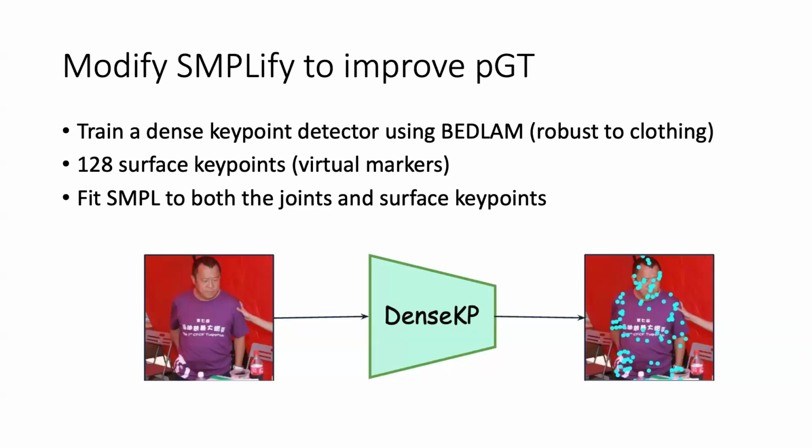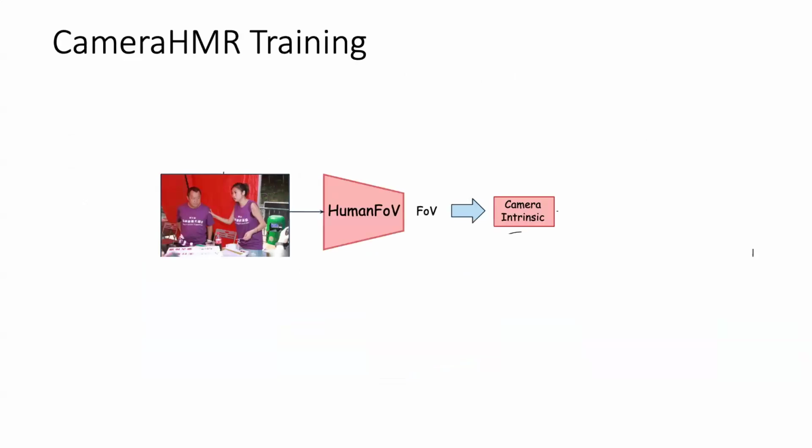So we took the BEDLAM dataset, for which we have lots of ground truth, and we defined dense keypoints all over the body. Remember, most people are clothed in that dataset, so we learned to estimate these dense keypoints under clothing. There are 128 surface markers, and we train a method to predict these. And then we modify SMPLify again. Now it takes the focal length of the camera, and it can take these estimates of dense keypoints in fitting. So here's the method.